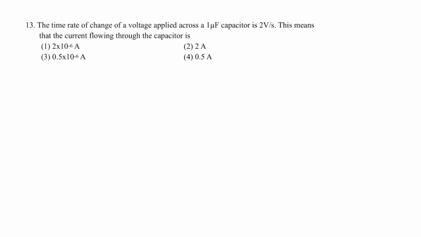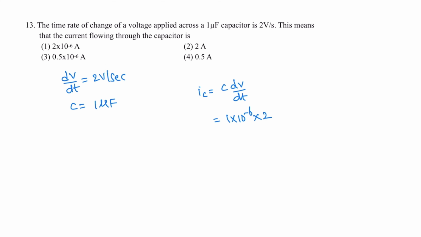Next question. The time rate of change of voltage applied across a capacitor of 1 microfarad is 2 volts per second. This means the current flowing through the capacitor is, given dV by dt is 2 volts per second and capacitance C is 1 microfarad, the current C dV by dt. That is 1 into 10 power minus 6 times 2 volts per second, so the current is 2 into 10 power minus 6, 2 microampere. The correct option is 1.